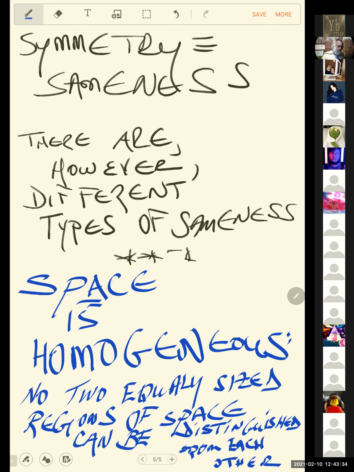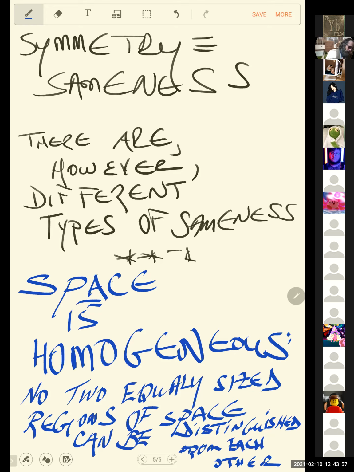I promise you, this is about the homework sheet, but space is homogeneous. The thing is, space also demonstrates a different type of sameness. One type of sameness demonstrated by space is homogeneity. It is homogeneous, meaning two equally sized regions of space cannot be distinguished from each other.